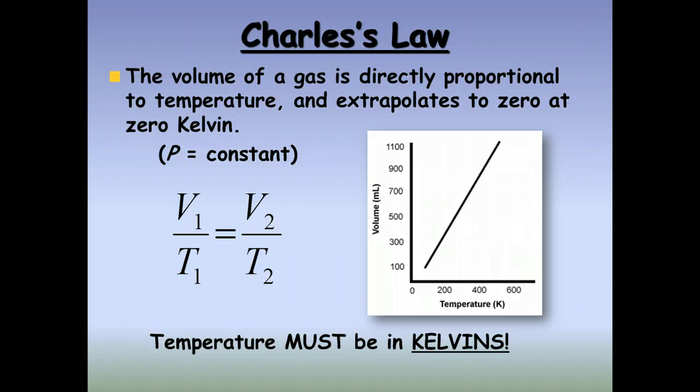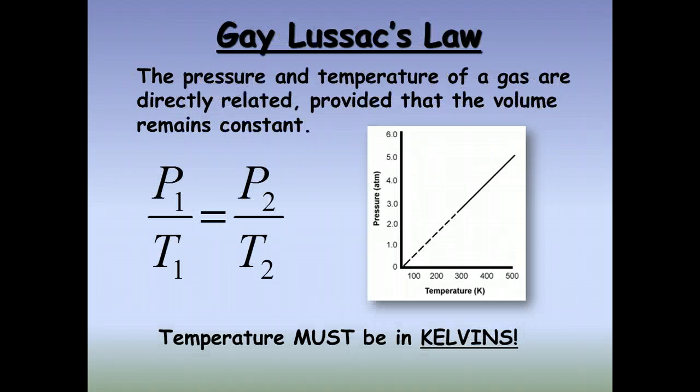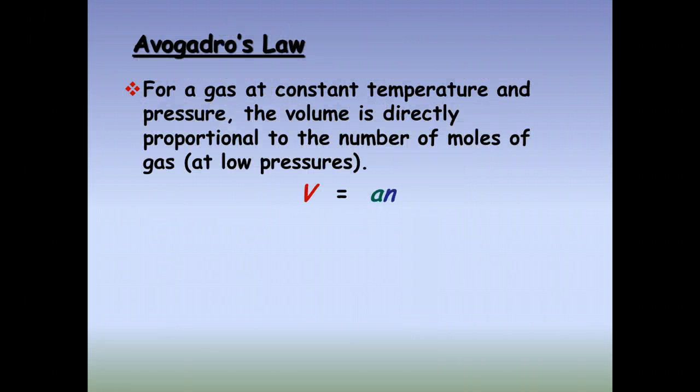It says that volume and temperature are directly proportional at constant pressure. And so V1 over T1 equals V2 over T2. Again, temperature must be in kelvins. Third one is Gay-Lussac's law. Pressure and temperature of a gas are directly related, provided that the volume remains constant. And so we have P1 over T1 equals P2 over T2.